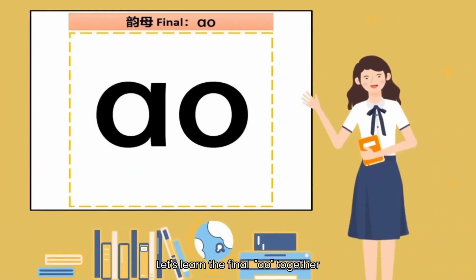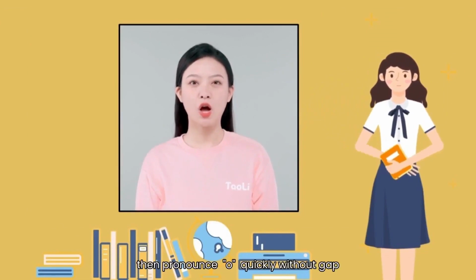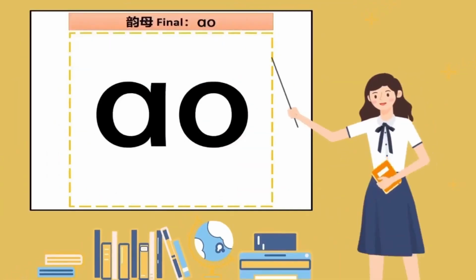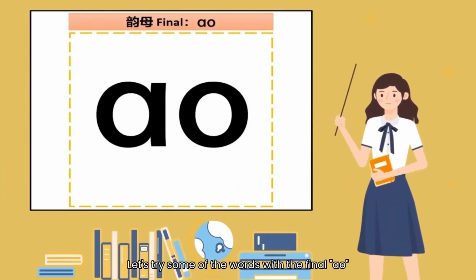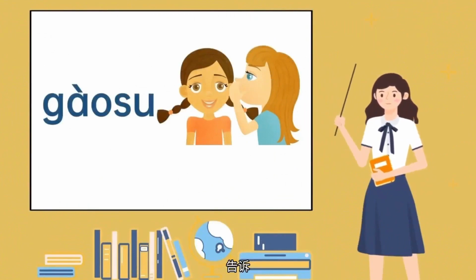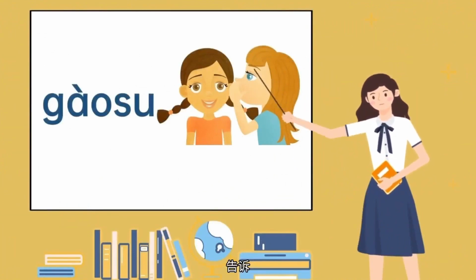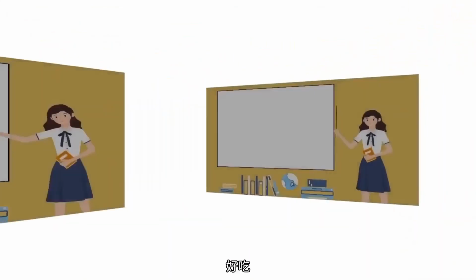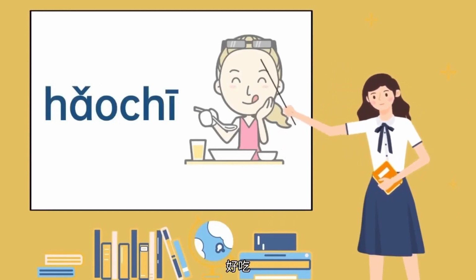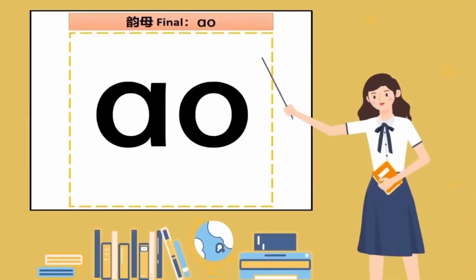Let's learn the final ao together. Pronounce A first, then pronounce O quickly without gap. Ao. Let's try some of the words with the final ao. 告诉，告诉。好吃，好吃。That's all for the final ao.